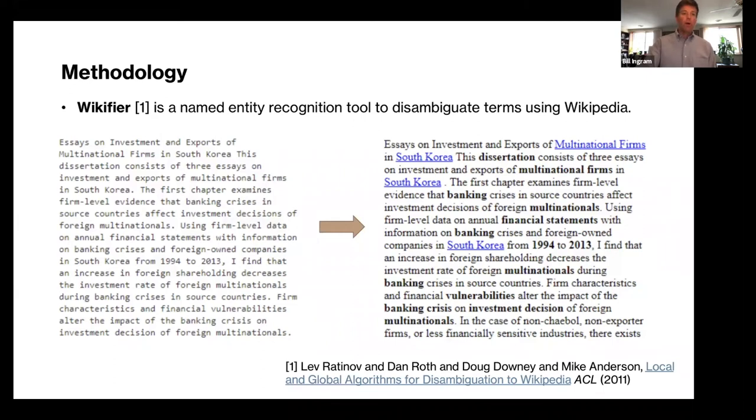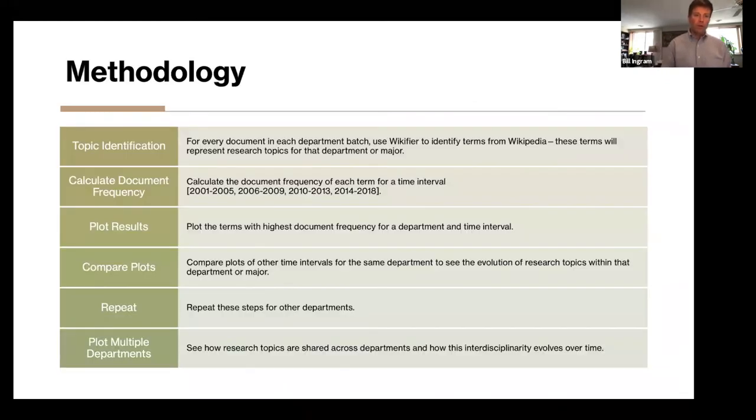Okay, so what we did was use Wikifier to identify what the terms are, and then we were able to use this to rank them so that we could figure out what the topic of the paper was. This is a step-by-step of what we did. The first step was, for every document in the batch, to wikify the text that we extracted. Again, this text is just the abstract and title. Then we ranked those terms to find out what the research topics for that department or major were.